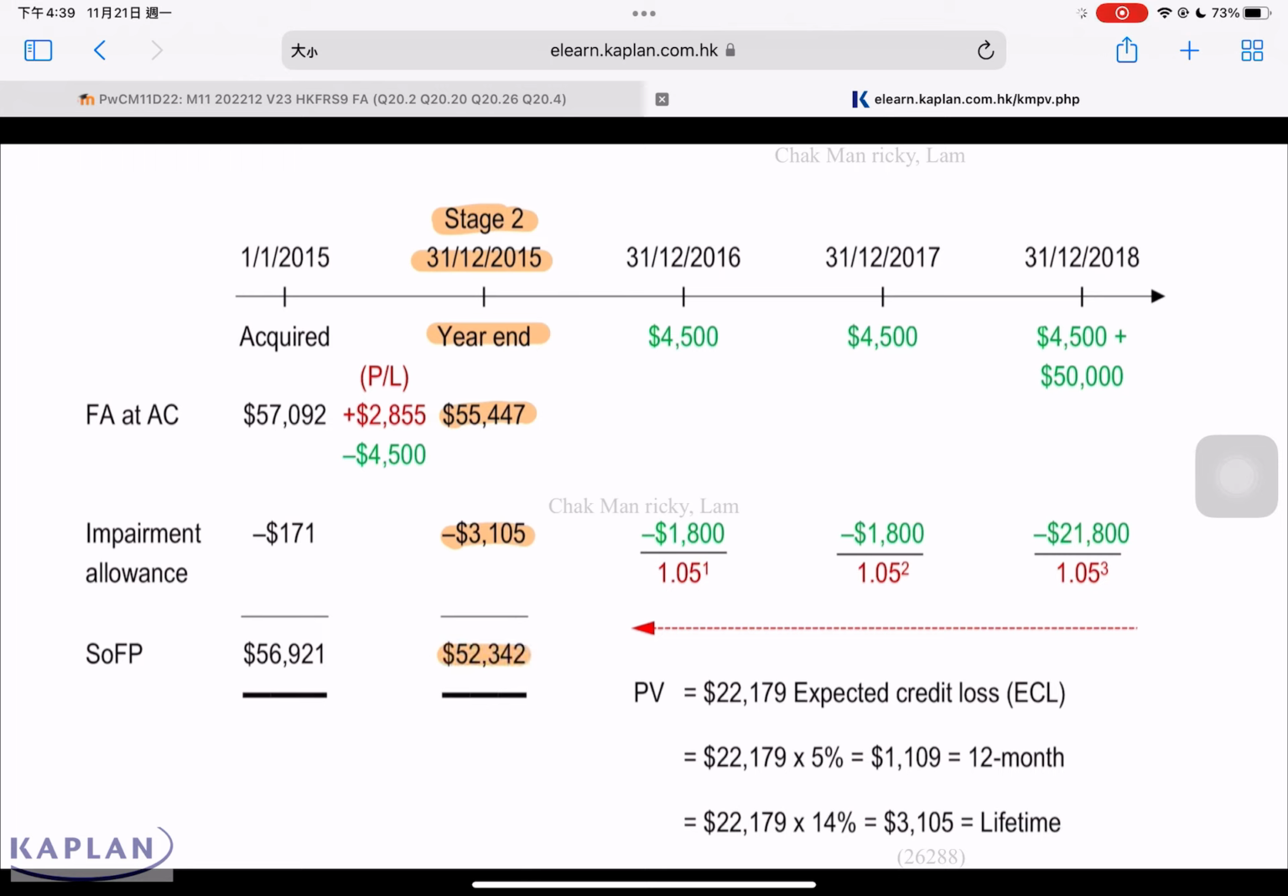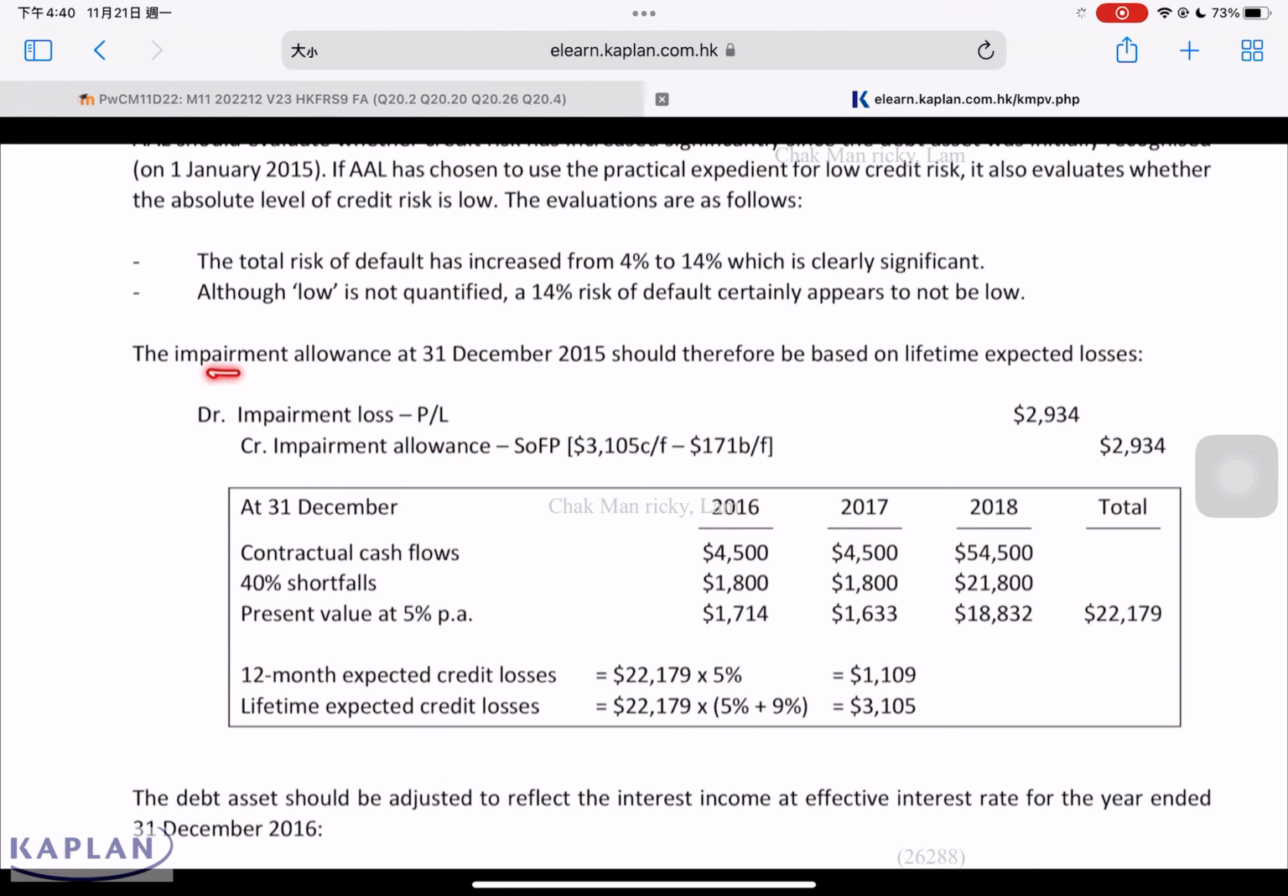We have to increase the impairment allowance from 171 to 3105, which is 2934. This will be the adjustment to profit and loss. Debit impairment loss to profit and loss, credit impairment allowance account. This will be the adjustment entry. The impairment allowance adjustment for 31st December 2015 will be 2934. This amount is the adjustment between the carry forwards minus the brought forwards. This carry forwards is based on the lifetime expected credit losses.